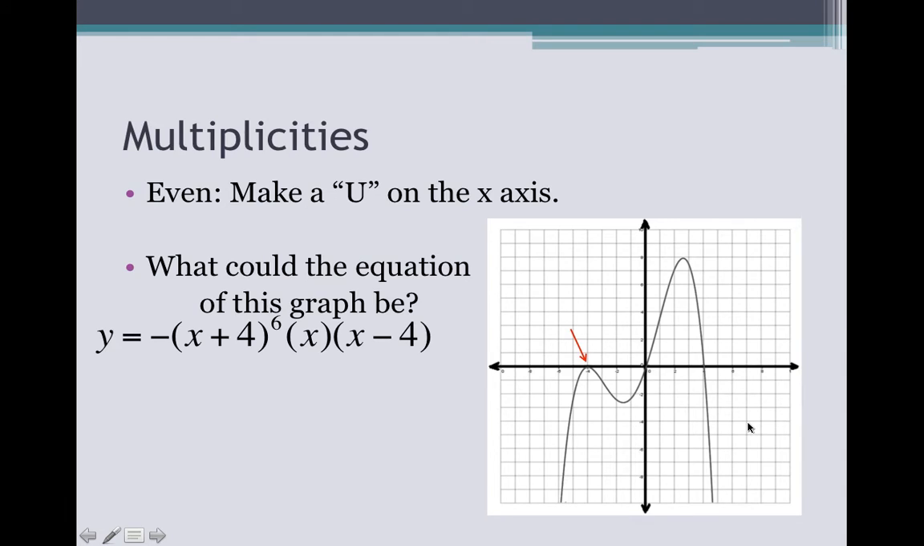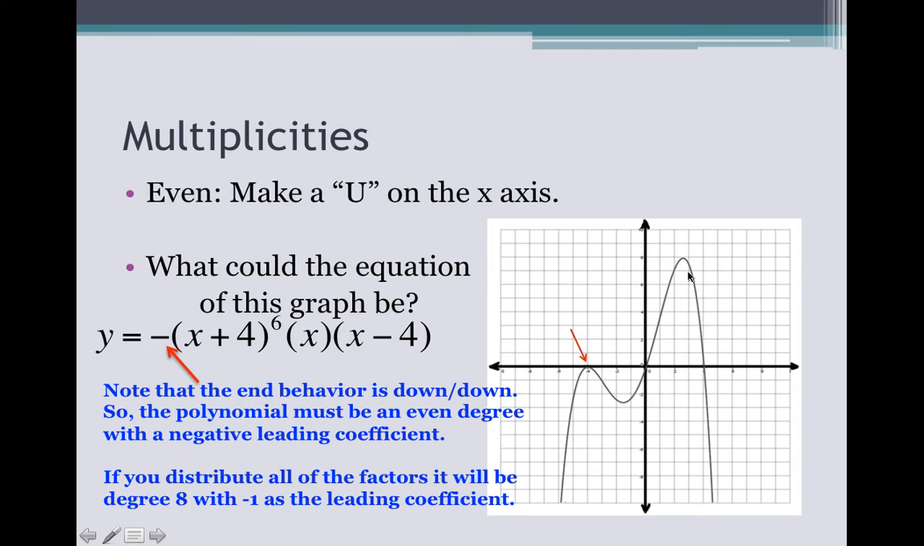Okay. We said that for an even multiplicity, so 2, 4, 6, kind of like here with x plus 4 to the power of 6, it makes a U, touches, and it comes back down. So this could be an equation for this graph. Notice that we made the leading coefficient negative so that it's down, down. Okay, if you distribute all of the factors, it will be degree 8 with negative 1 as a leading coefficient. That makes the end behavior down, down.